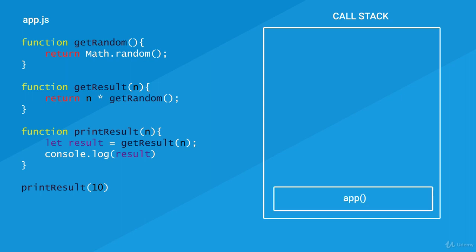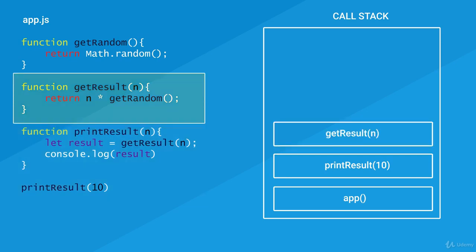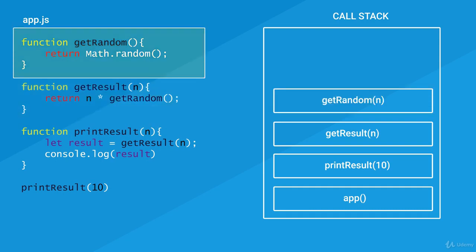So the application is going to run, right? It's going to go to the call stack, and then we're going to run the print result with the argument. Good. So this function is going to call get result, but print result and the argument is going to stay there because it's not done. But get result is going to be calling a different function, which is going to be get random.